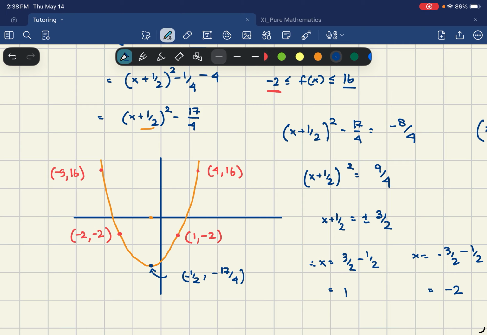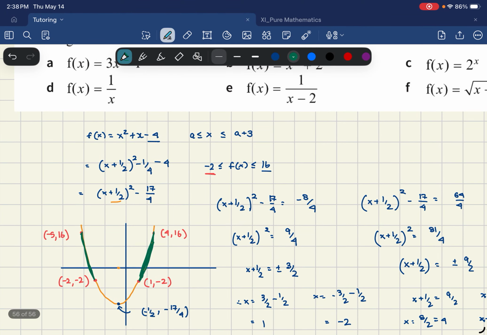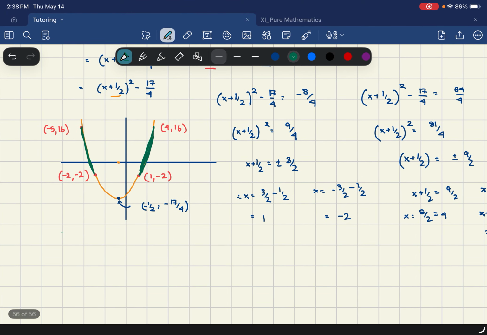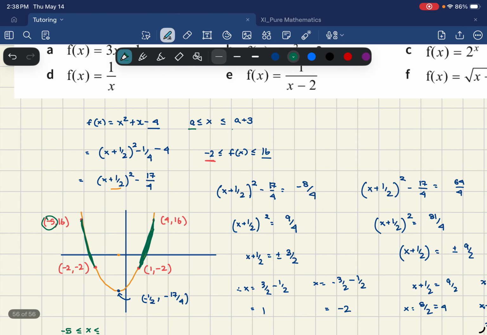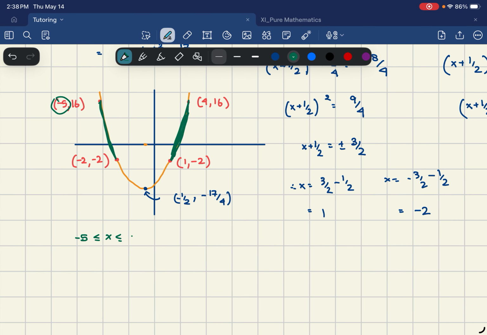So now your domain restriction, you want to consider where your range is included. So my range is included on this side, or it's included here, right? That is the range restriction. Now we want to check the domain, whether our domain restriction satisfies the condition. So if I pick -5 to be my a, and -5 plus 3 is going to be -2, right? So -5 is a valid pick.